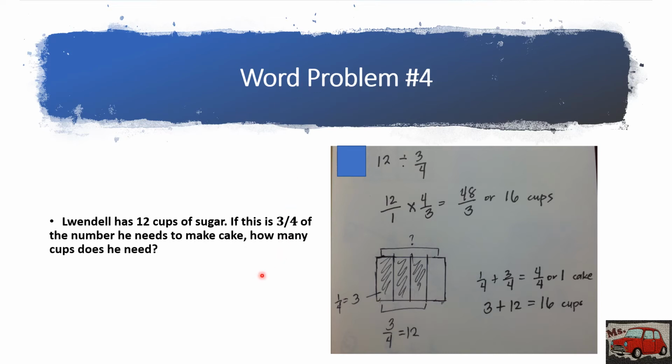So, to do that, we need to divide 12 by 3/4. And we'll change that into multiplication and then get the opposite of 3/4.